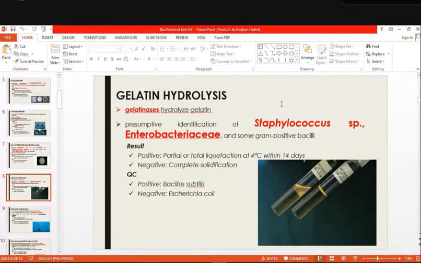Coagulase reagent. Rabbit EDTA plasma. Very good.